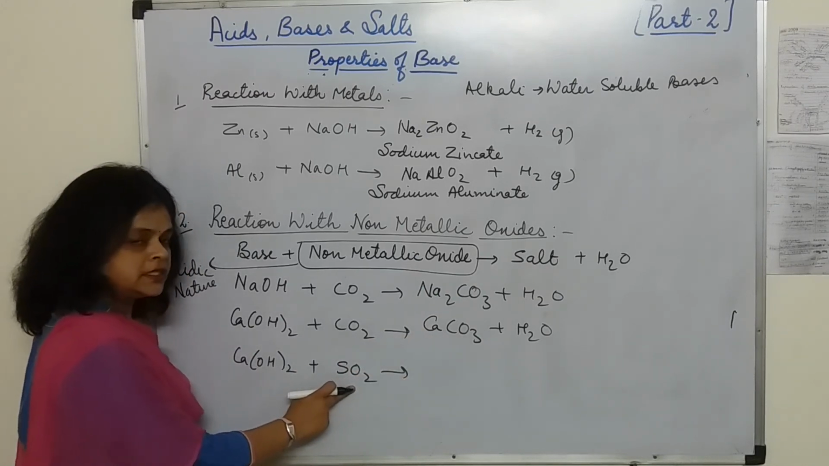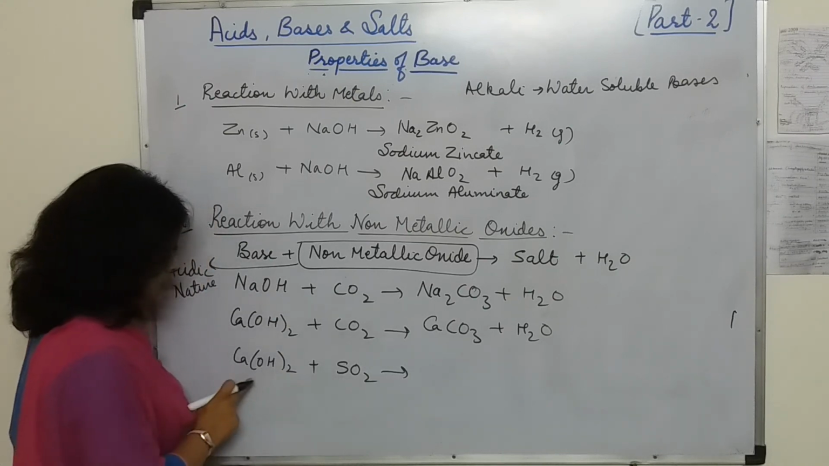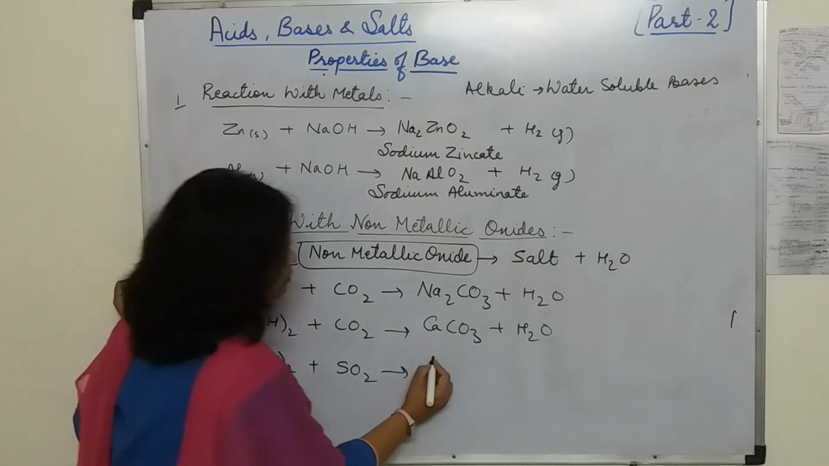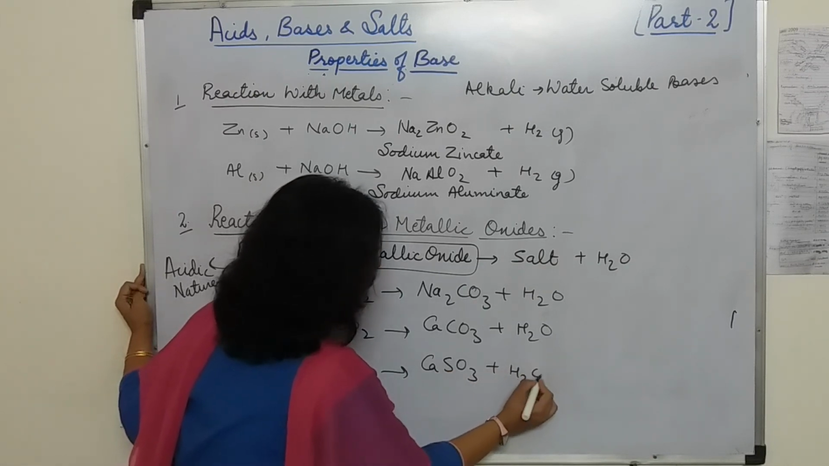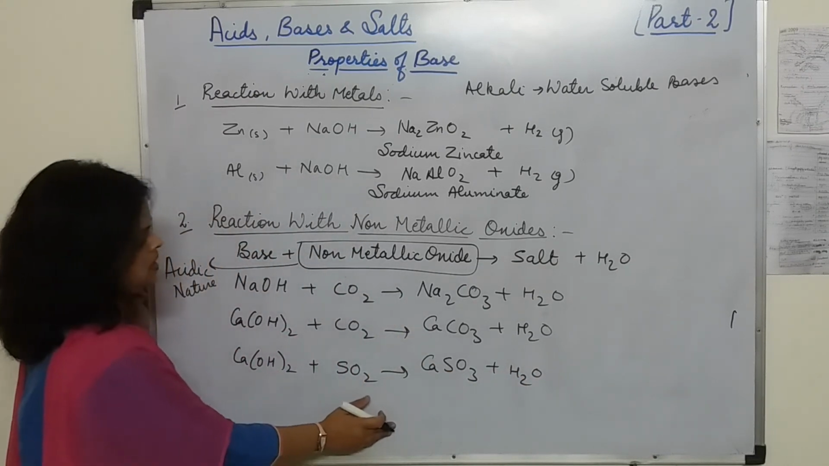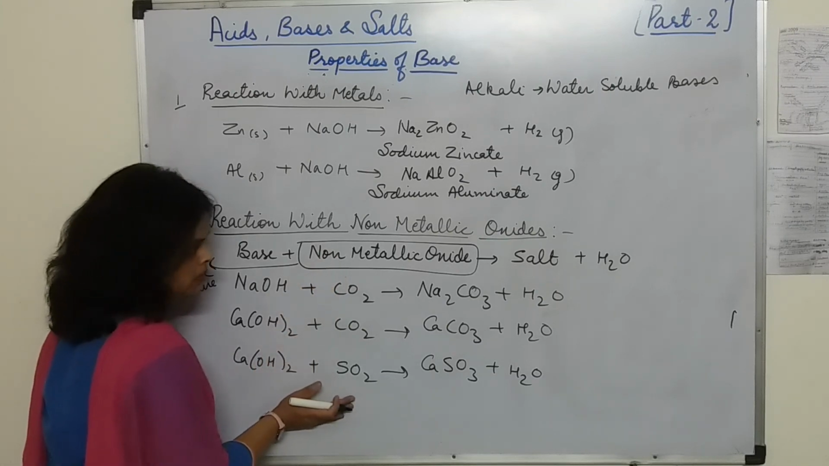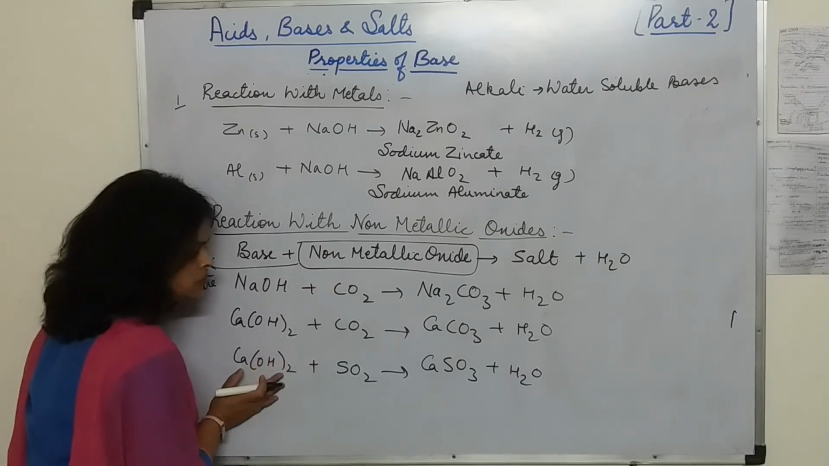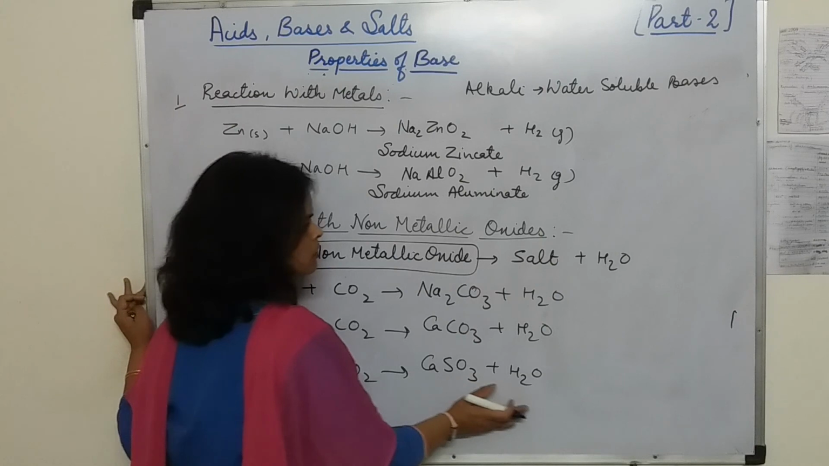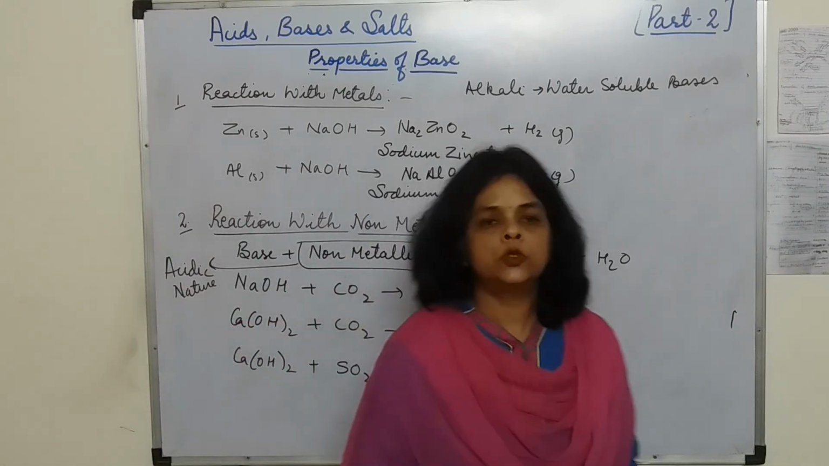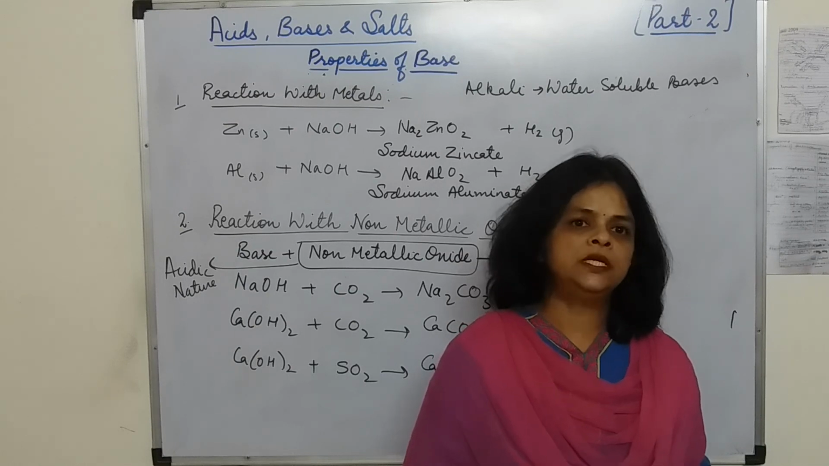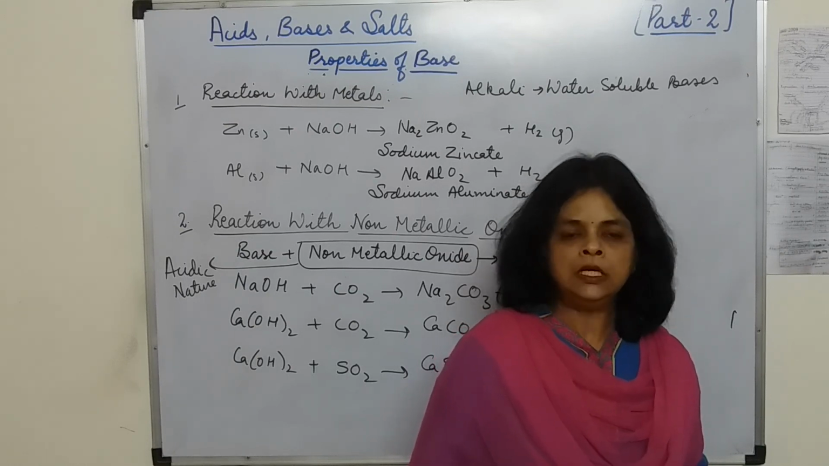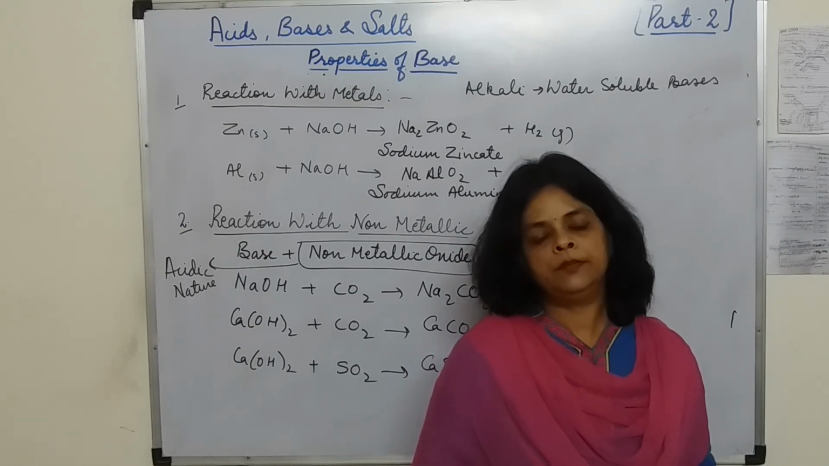Sulfur dioxide is again a non-metallic oxide gas. When it is passed in calcium hydroxide, it forms calcium sulfite along with the formation of water. So in this way we have seen that these non-metallic oxides, when they combine with bases, form salt along with the formation of water. So these non-metallic oxides are acidic in nature. So here we have completed the properties of the acids and bases. Keep on practicing, students.